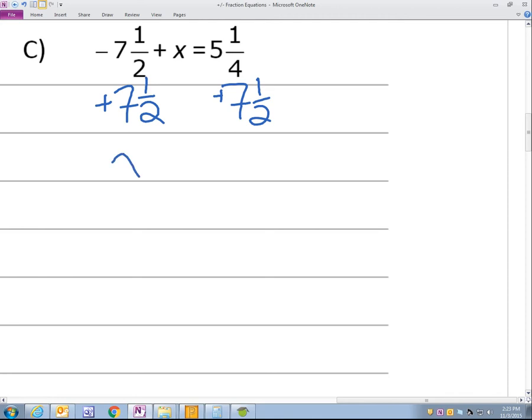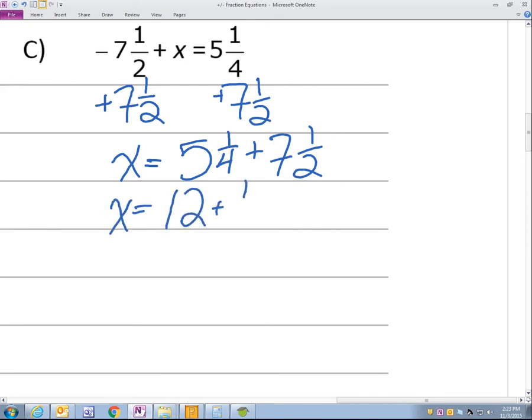Now I have x by itself. Yay! 5 1/4 plus 7 1/2. I have addition, so I'm just going to do this because it's much less likely that I'm going to forget it because it's addition.